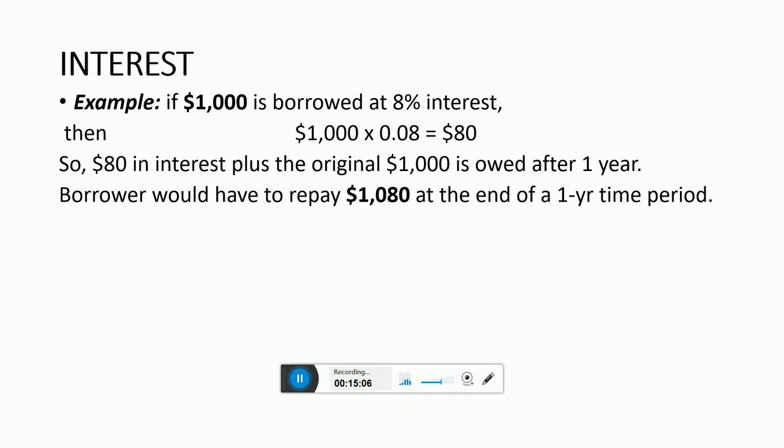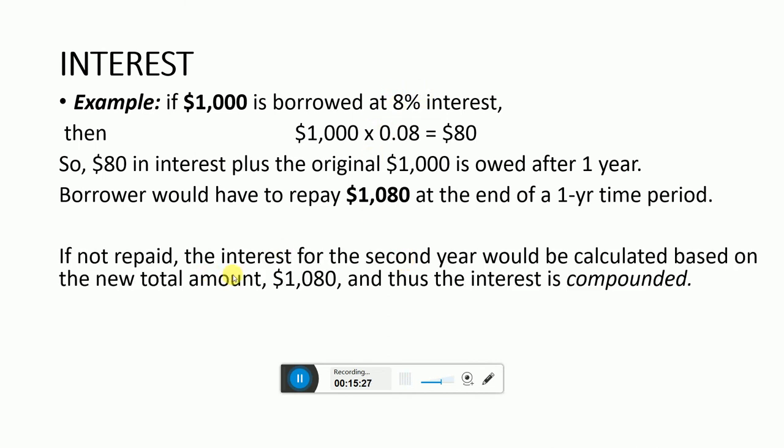So $80 is the interest plus the original cost $1,000 is owed after 1 year. So the borrower would pay $1,080 at the end of 1 year because the interest rate was 8%. If not repaid, the interest for the second year would be calculated based on the new total amount 1080, because after 1 year this 1000 has become $1080, and thus the interest would be compounded.